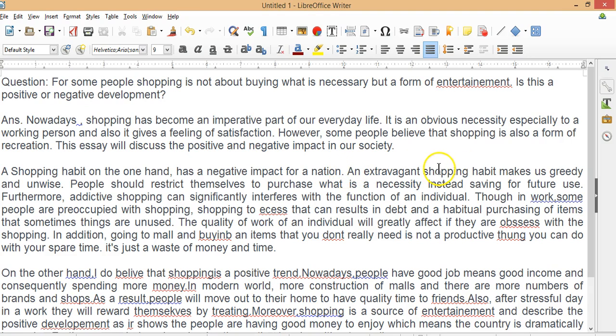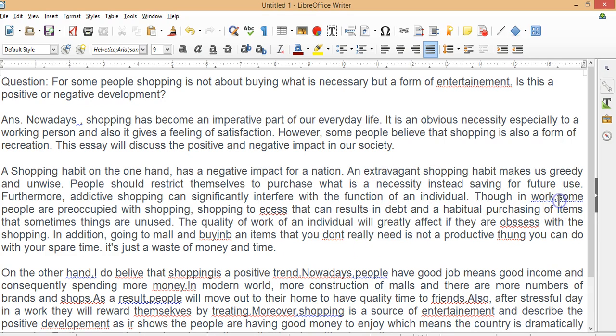So, shopping habit has a negative impact for a nation. Okay. Extravagant makes us greedy and unwise. So you've moved from nation to people. People, and this sentence, I'm not quite sure exactly what that means. Addictive shopping can significantly interfere with the function of an individual. Well, you've basically said that once. So there's a bit of repetition here, which we want to avoid.